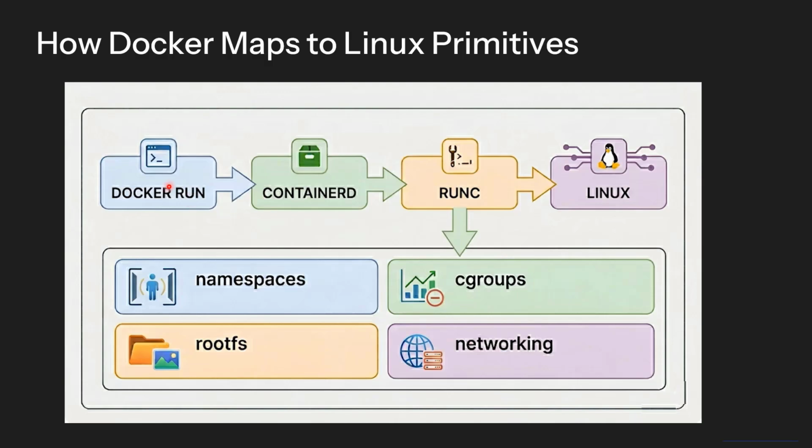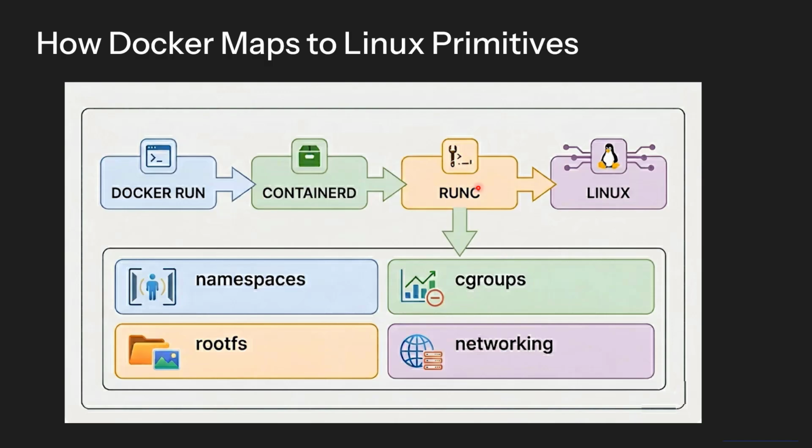From outside we just type a docker run and it feels like Docker creates a container instantly. First, Docker talks to Containerd, which is responsible for managing container lifecycle. Then Containerd calls runc, which is the most important part here, because this is where the actual container creation happens. Runc uses Linux primitives like namespaces for isolation, Cgroups for resource limits, rootfs for file system separation, and networking setup for connectivity. So what we are going to build today manually, Docker is doing the same thing automatically through runc.